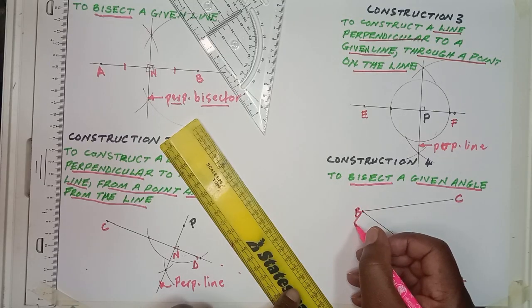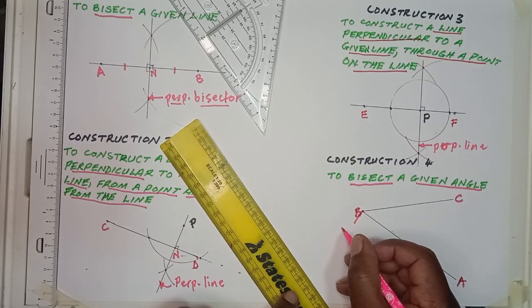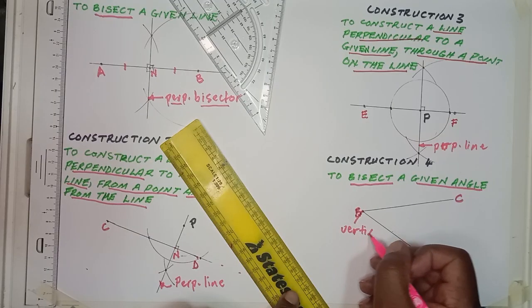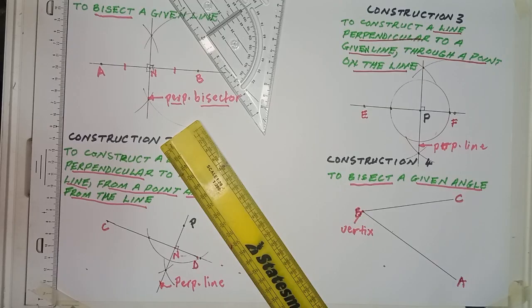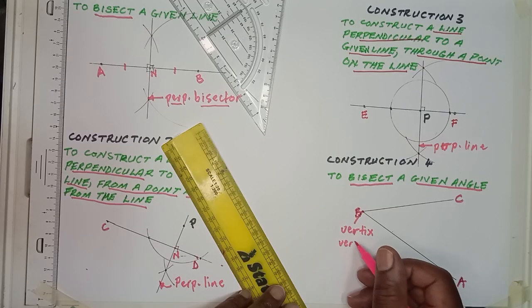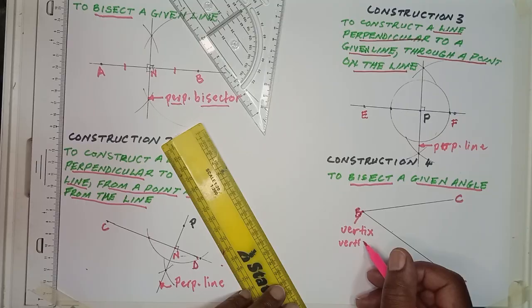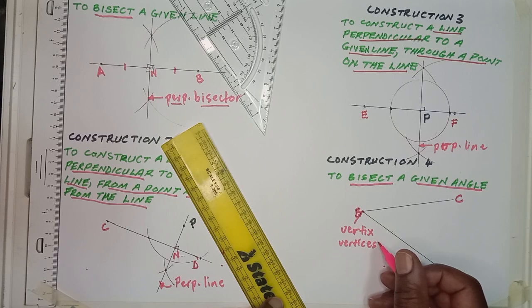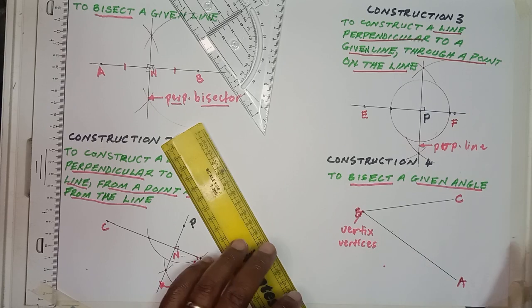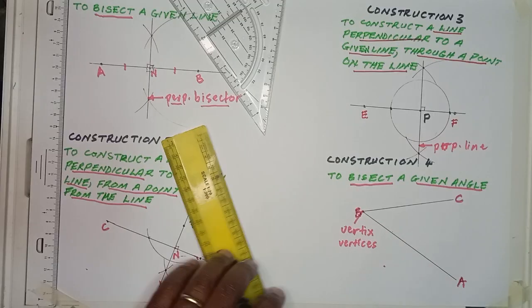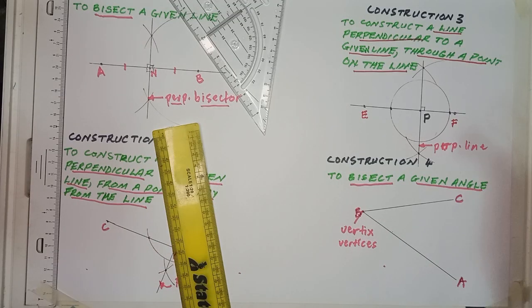This point B becomes a special point called a vertex. This is a vertex. If there are many, they are called vertices. Vertex when it's one. When there are two or more, they are called vertices. So we don't have to measure this angle for us to be able to bisect it, to divide it into two equal angles. Again, we use compasses.